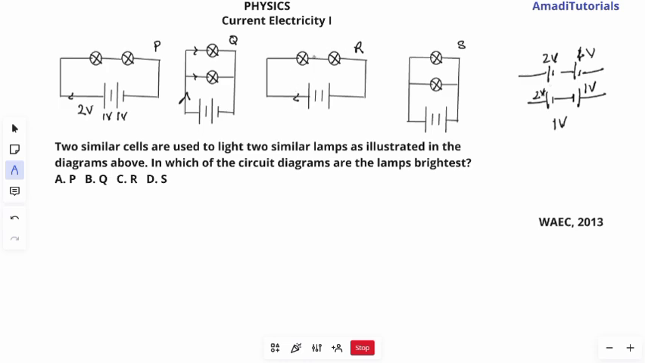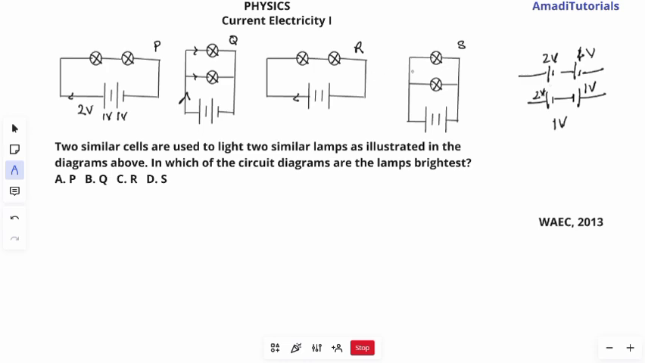So no need to even consider whether it's now series or parallel. Same thing goes here. The cell is connected in reverse manner, so they will cancel out. So no voltage and current is being generated, so the lamp will not light at all.